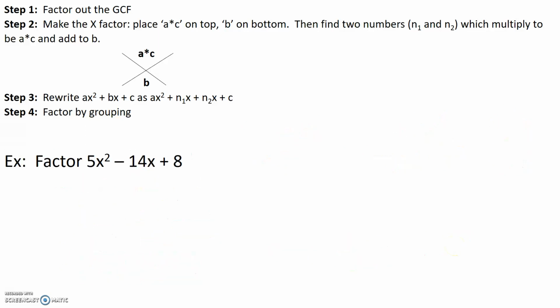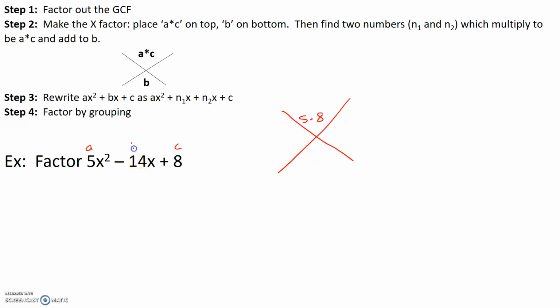Let's look at the next example. Let's factor 5x squared minus 14x plus 8. 5, negative 14, and 8 have no greatest common factor. So let's make the x factor. On top of the x factor, we put a times c. A is a coefficient of the x squared. C is a constant. So a times c is 5 times 8.